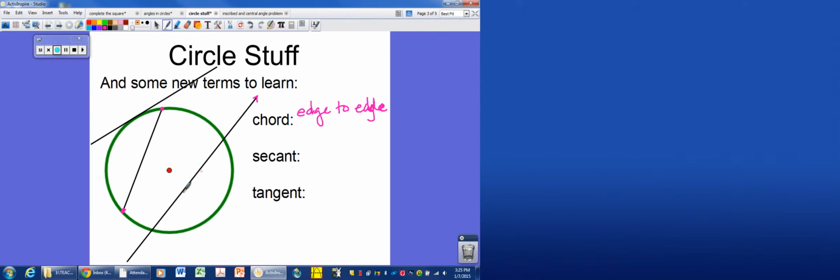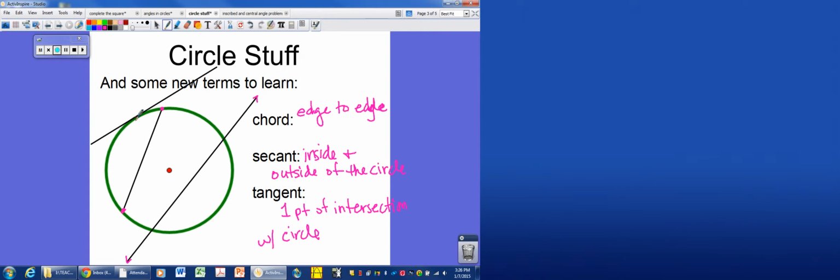A secant line is this line, the one that passes all the way through. So what is a line that is inside and outside of a circle? It passes through, I can't even spell right now. Inside and outside. 2 points of intersection. And a tangent has 1 point of intersection. It just touches the circle. 1 point of intersection with the circle.